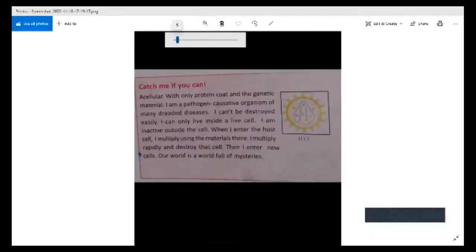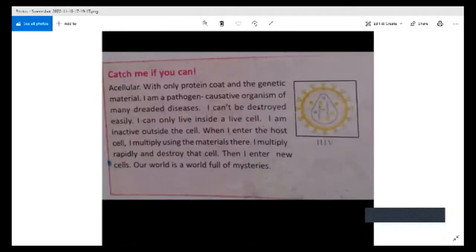In your textbook, we have this page. "Catch me if you can" is the title given for that. A virus is acellular. They do not have a cell, only a protein coat and the genetic material. So a virus is acellular, without a cell. A protein coat will be there, and inside that the genetic material will be there.